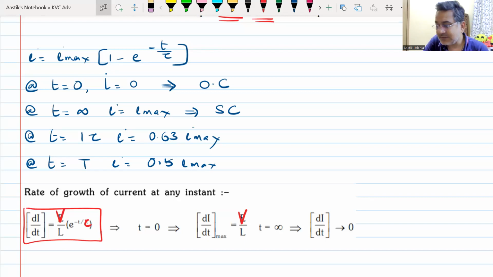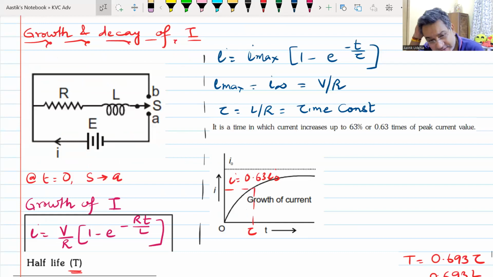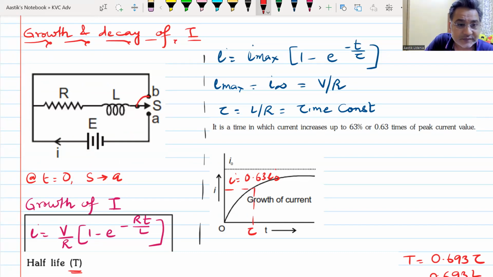Well, that was the growth of current. Now if you go back to the same diagram, what we have done in the first case: at time t is equal to 0, we put the switch to position number A. So the current in the circuit starts to grow. Now when it reaches its maximum value, we are going to put the switch to position number B. Do we understand this? Yes.